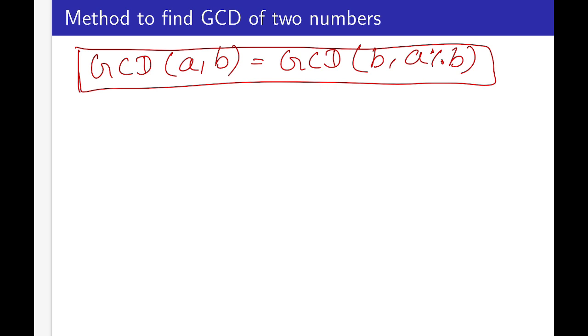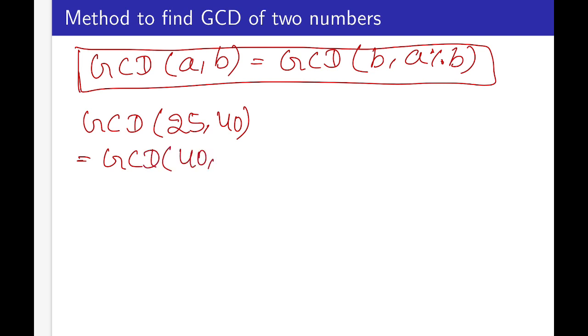Now consider the two numbers are like this, 25 and 40. So GCD of 25 and 40 is equal to GCD of 40 and 25 % 40.